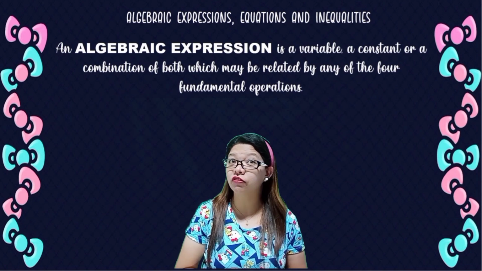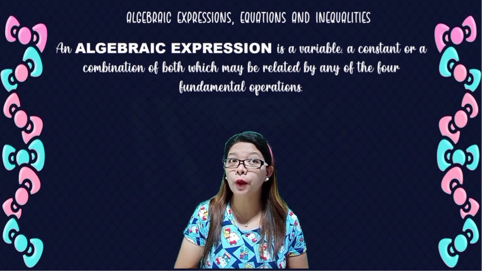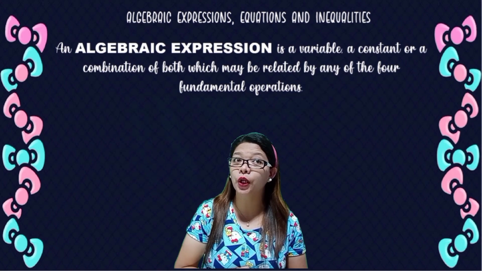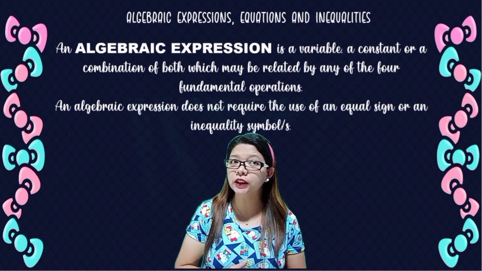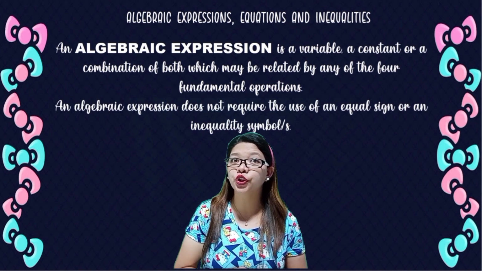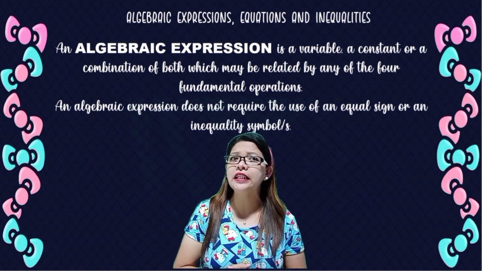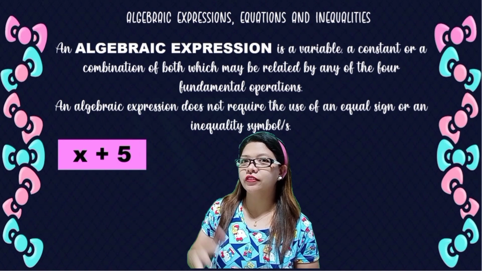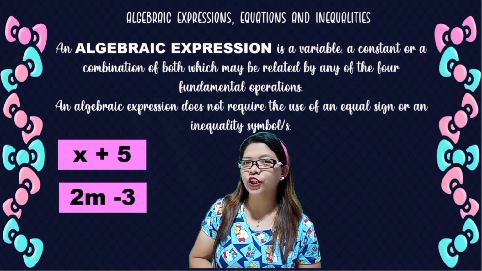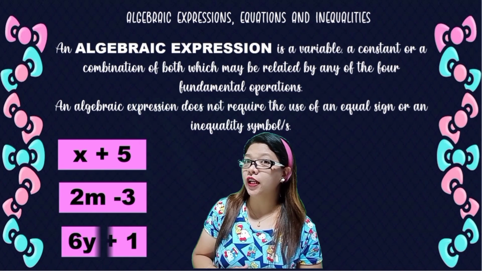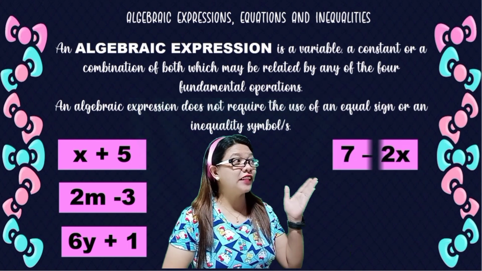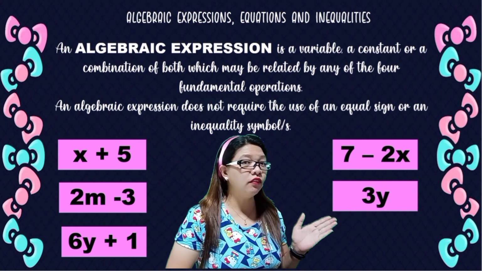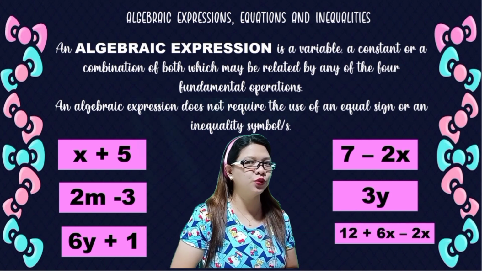Algebraic expression is a variable, a constant, or a combination of both which may be related to any of four fundamental operations. An algebraic expression does not require the use of an equal sign or an inequality symbol. For example, x plus 5, 2m minus 3, 6y plus 1, 7 minus 2x, 3y, 12 plus 6x minus 2x.